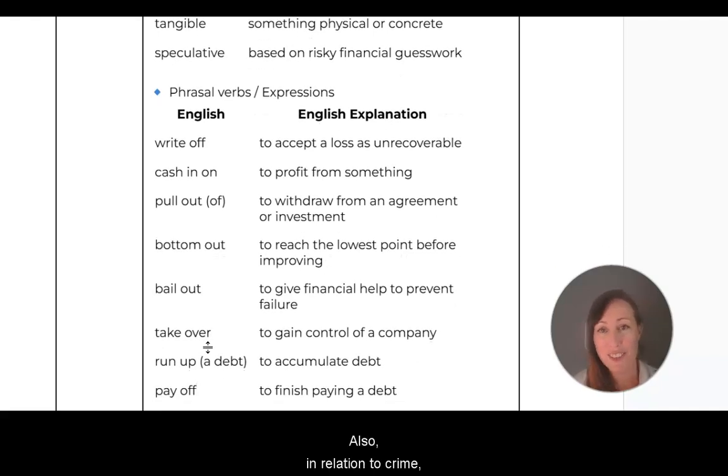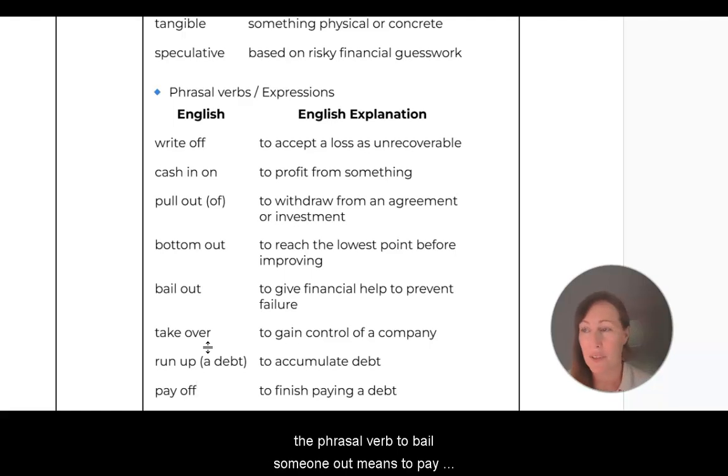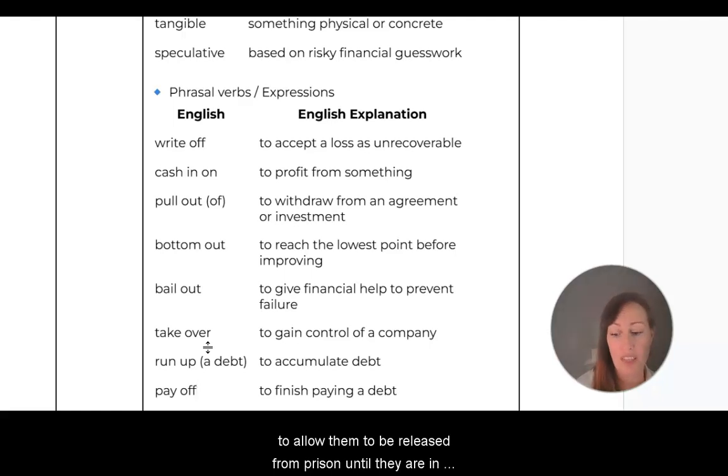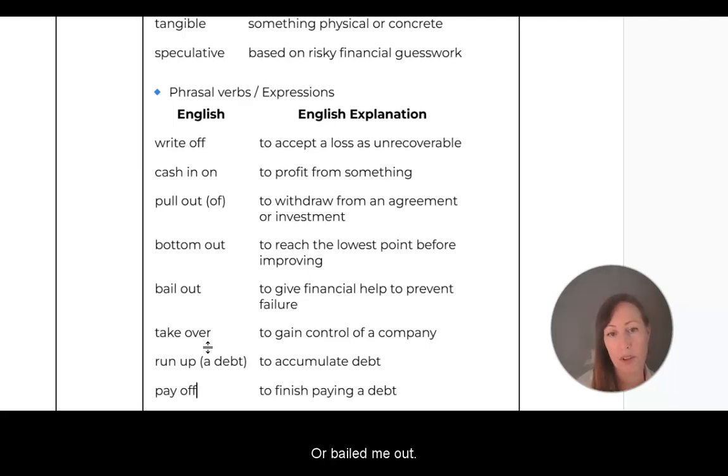Also, in relation to crime, the phrasal verb to bail someone out means to pay the amount needed, which is called bail, to allow them to be released from prison until they are in court for the judgment. So I bailed him out for €1,000. Or bail me out, I need €1,000, for example. So it has a few different versions there.